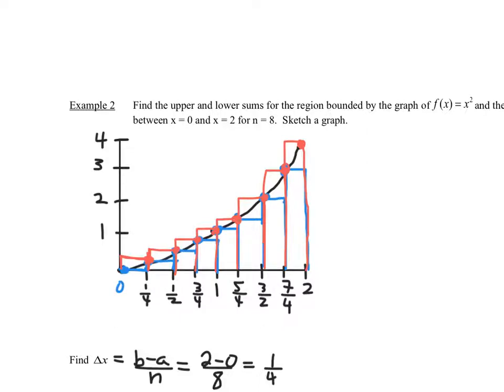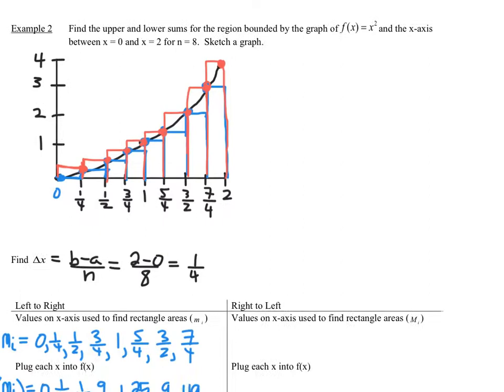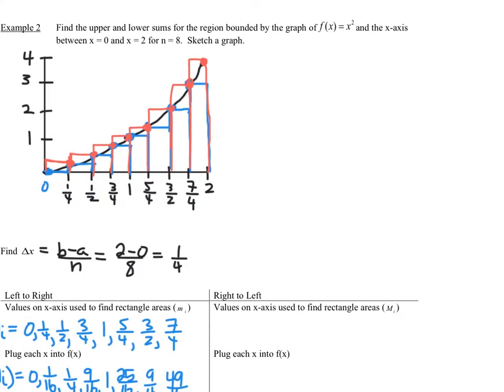All right. So anyway, it looks like I'm using every value except for 0 now. So the m sub i would be 1/4, 1/2, 3/4, 1, 5/4, 3/2, 7/4, and 2.